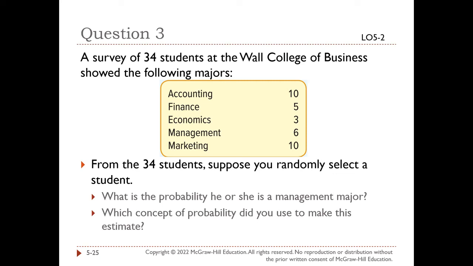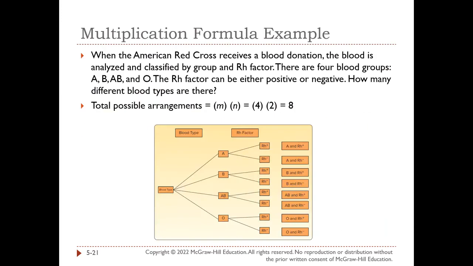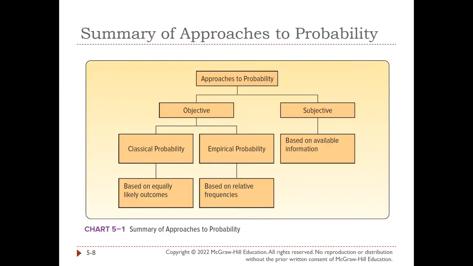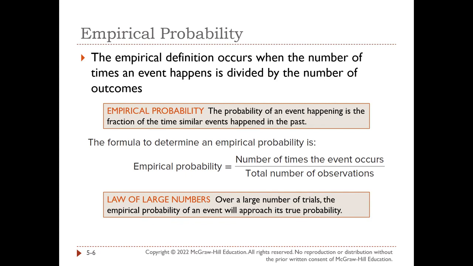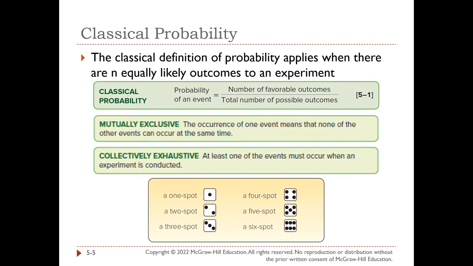Okay, so which way were we going to use? Are we going to use the classical approach? We have to go back to the classical. Oh, wrong way. Classical approach. Or the empirical. Now, this is actually answering the second question, but we have to look at both of these, and we're looking at either the number of times the event occurs divided by the total number of observations, or the number of favorable outcomes.